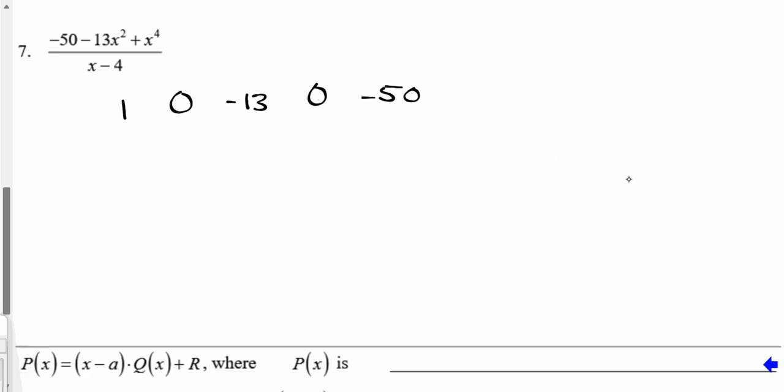So if we do that, and maybe I'll just add in that we've rearranged this to x to the 4th minus 13x squared minus 50. So put it in descending order. I'd like you to finish off the question.